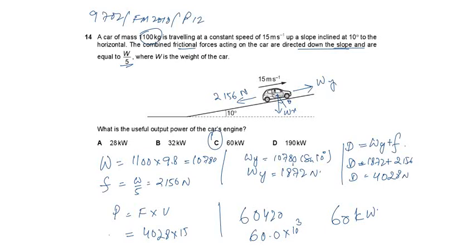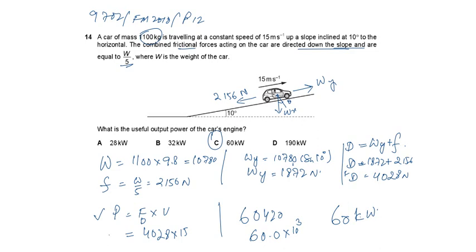Now, what is the useful output power of the car's engine? Power is equal to force times velocity. The speed is constant, so we use the formula power equals force times speed. The force is the driving force, which is 4028. So 4028 times 15 gives 60420, which is approximately 60 kilowatt. So C is the option.